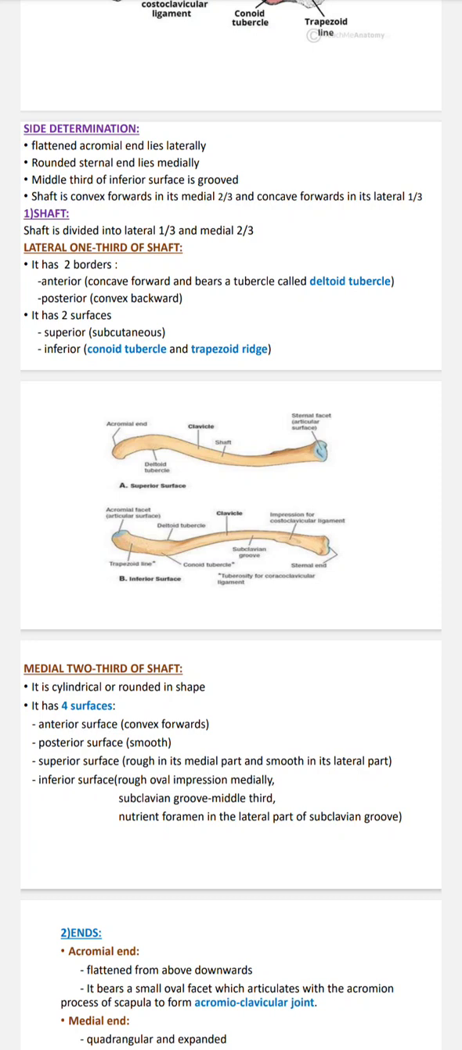So the superior surface is subcutaneous, and the inferior surface bears the conoid tubercle and the trapezoid ridge, which gives attachment to the coracoclavicular ligament, and which contains two parts. One is conoid part and another one is trapezoid part. So these two parts get attached with the respective areas.